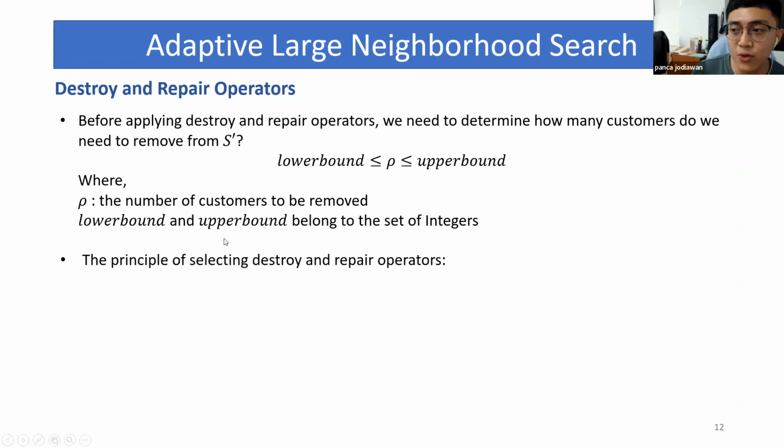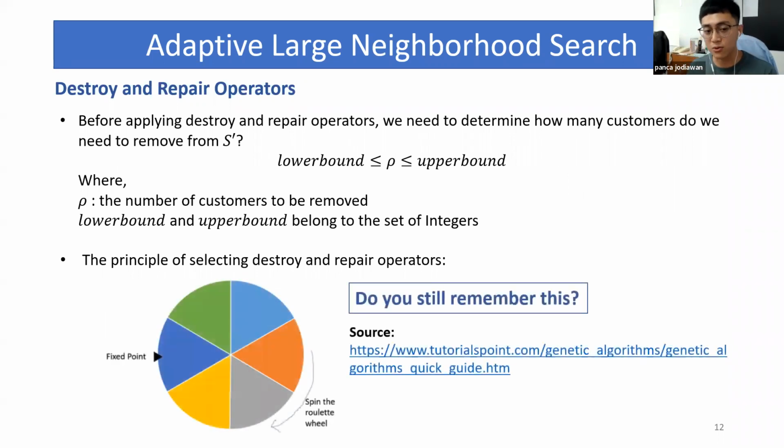Now, since we have a set of destroy and repair operators, you can imagine that you do not only have one destroy operator, you have a set of destroy operators and also a set of repair operators. The principle of selecting the destroy and repair operators in one iteration follows this rule.